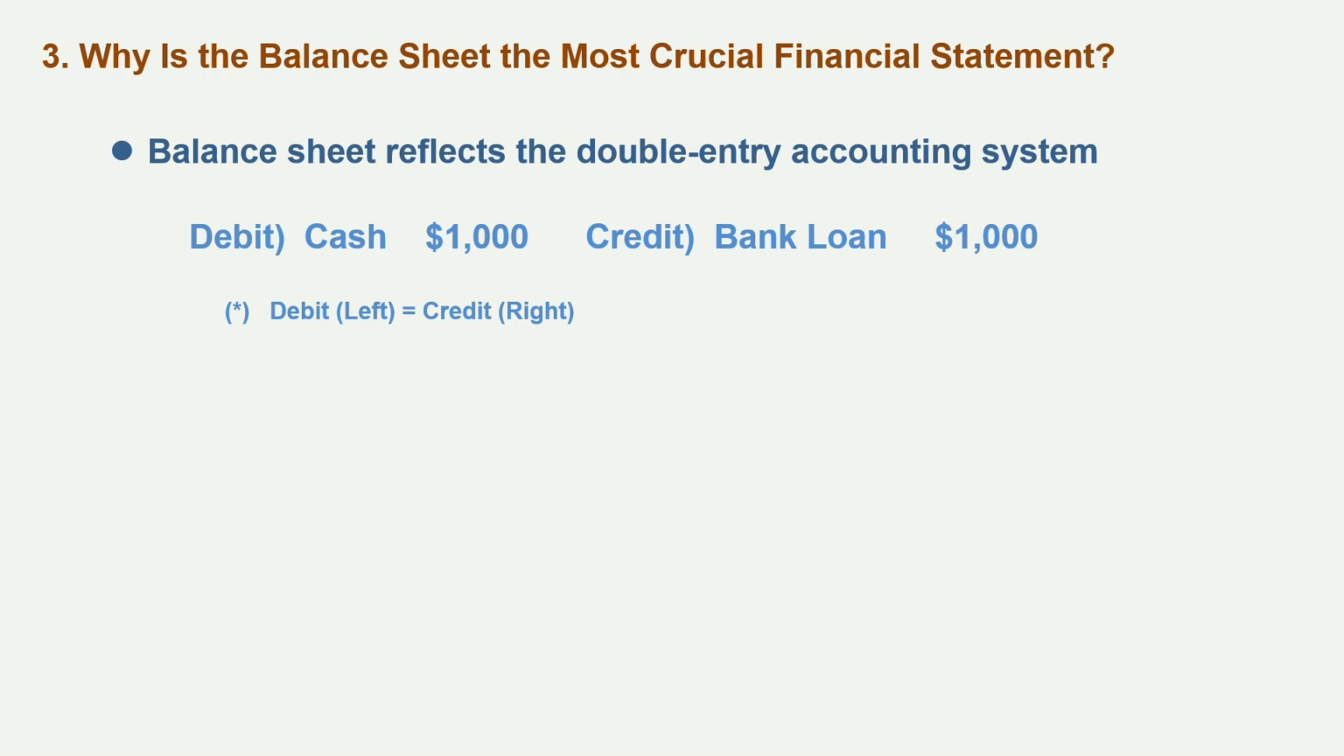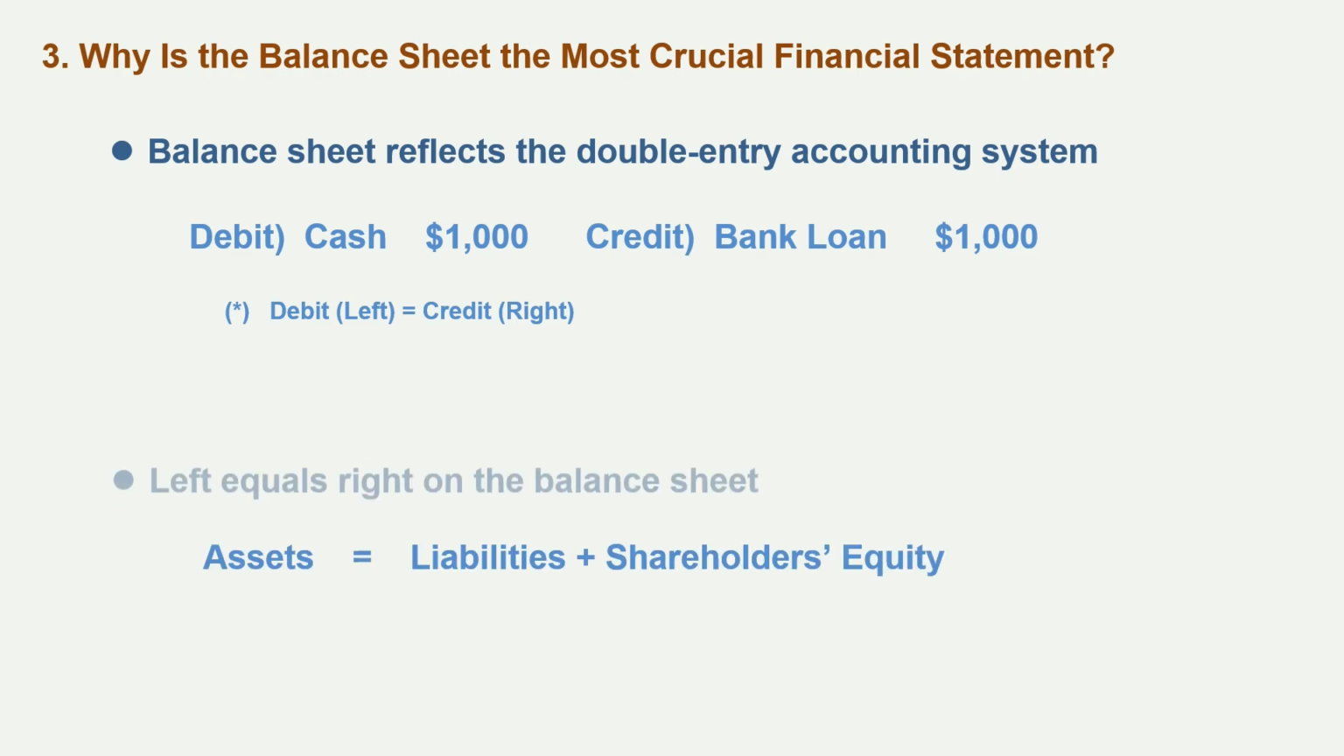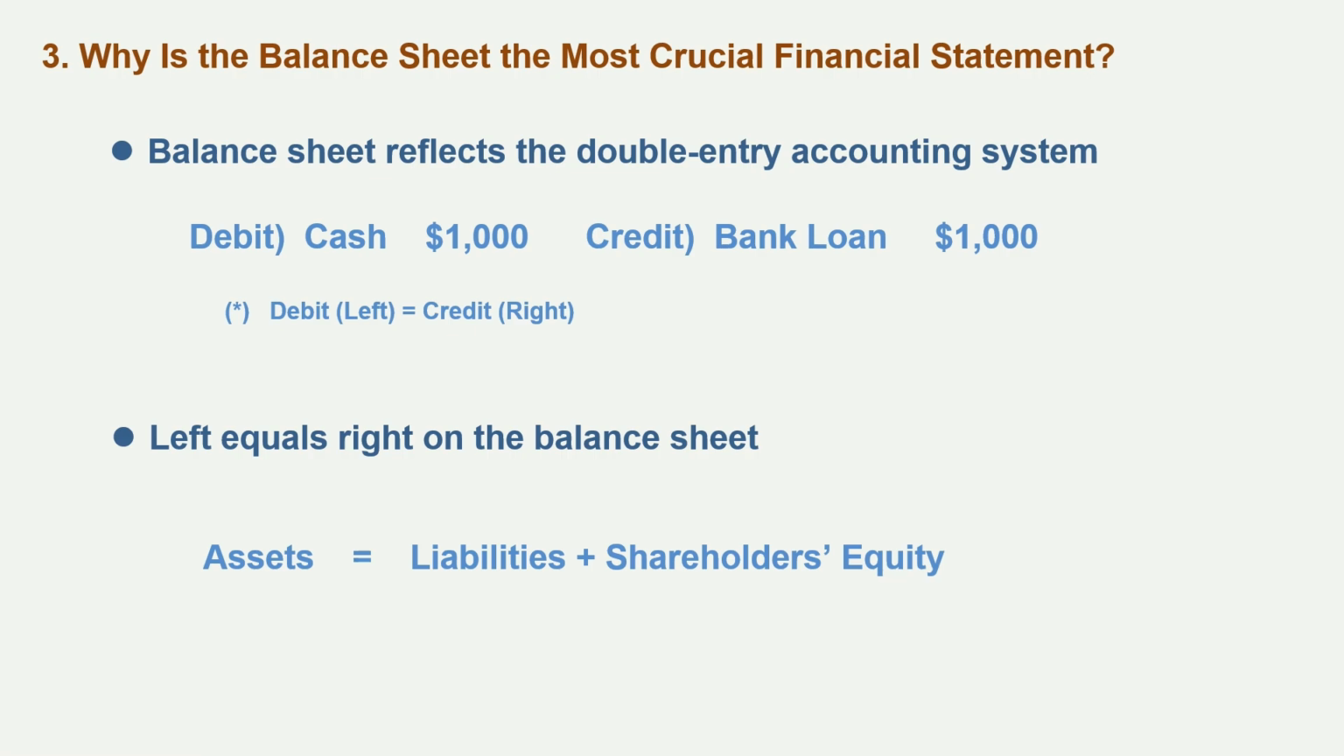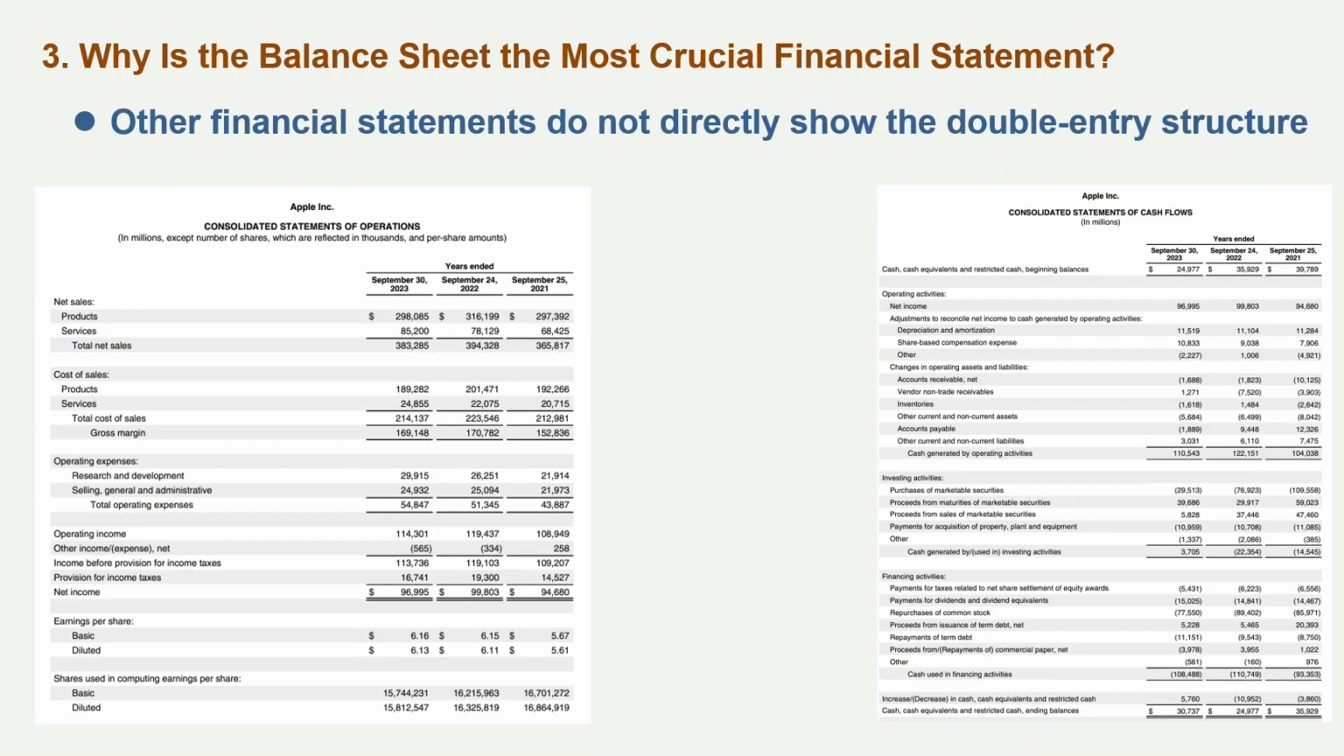Thus, the double-entry accounting system is based on the simple principle that the balance, or its change, of the left side should always be equal to that of the right side. Yes, it is exactly the same as the balance sheet structure. Therefore, the balance sheet is a direct reflection of the double-entry accounting system. In contrast, other financial statements, such as the income statement or cash flow statement, do not directly reflect the double-entry nature of the accounting system. Rather, they can be derived from the change in balance sheet items over a period of time. I'll explain these statements in more detail later.